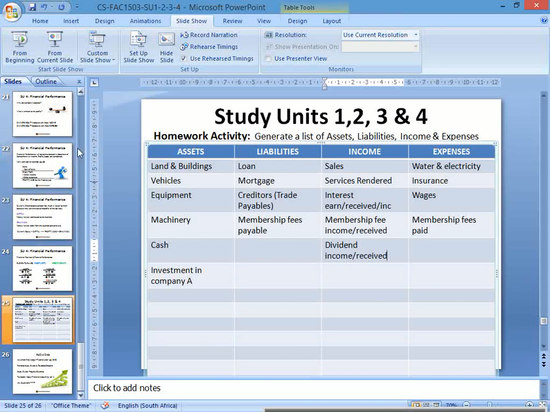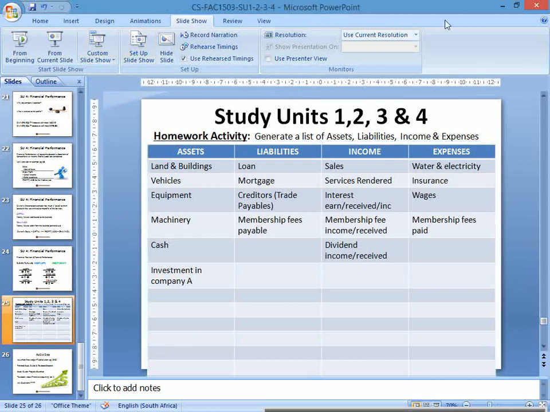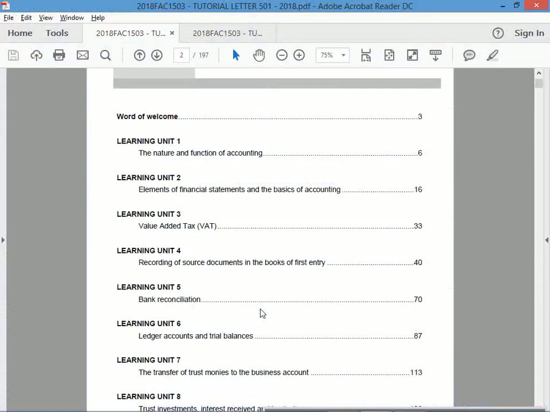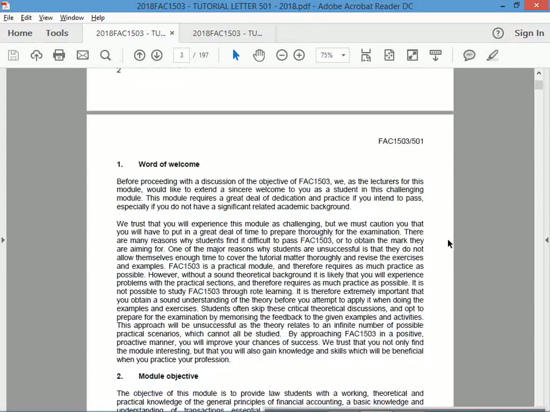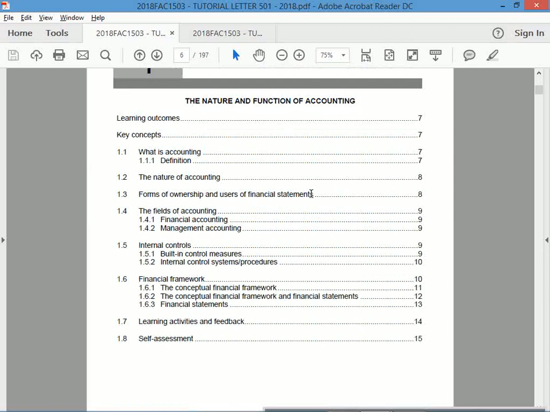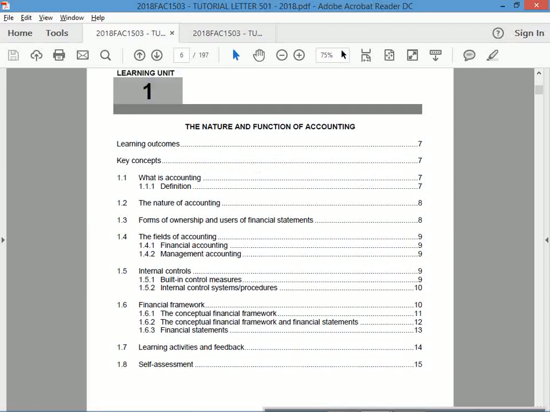Those are the basic principles, the key concepts that we need to look at. All right, so I'm going to quickly go to the textbook now. Okay, we've covered that. I'm going to close this. So let's go back and look at Learning Unit 1. They spoke about the nature and function of accounting. Right, so if you look at what they've given you here, here's the introduction, well, the contents.